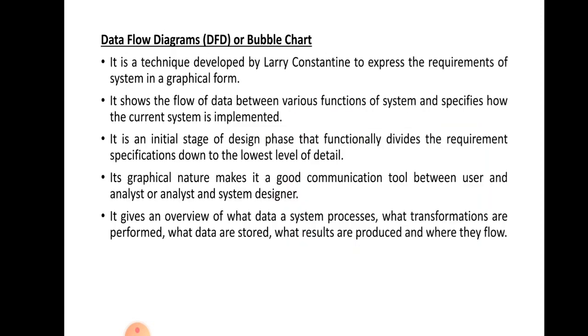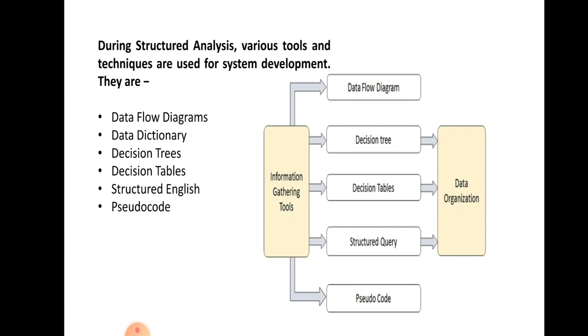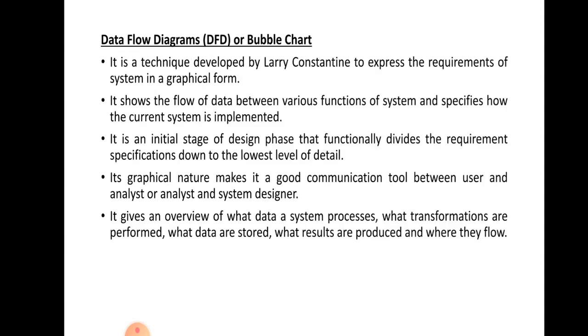So these are the methods. We are familiar with data flow diagrams. Data flow diagram is the most important concept. Data flow diagram is otherwise called a bubble chart. It is a technique to express the requirements of the system in a graphical form. It also shows the flow of data between various functions of the system and specifies how the current system is implemented. And it is the initial stage of the design phase.